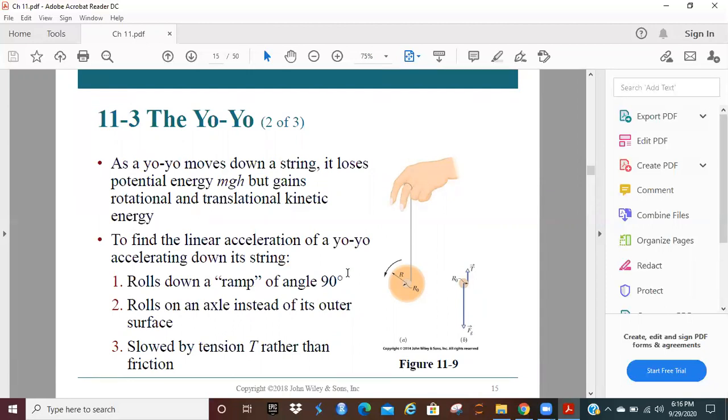It rolls on an axle instead of its outer surface. It's rolling on an inner surface, and it's slowed by tension in the string rather than friction. So you can see the free body diagram here. You've got gravity and then you've got tension pulling up.